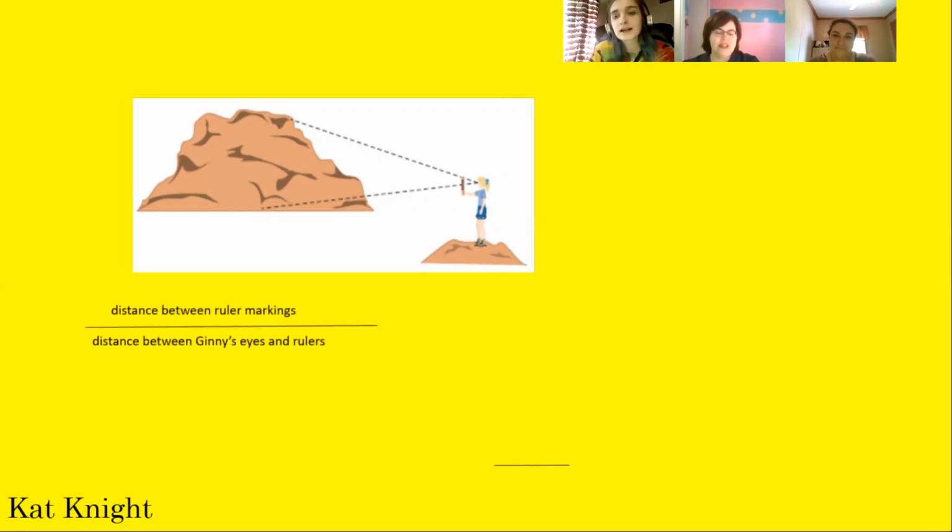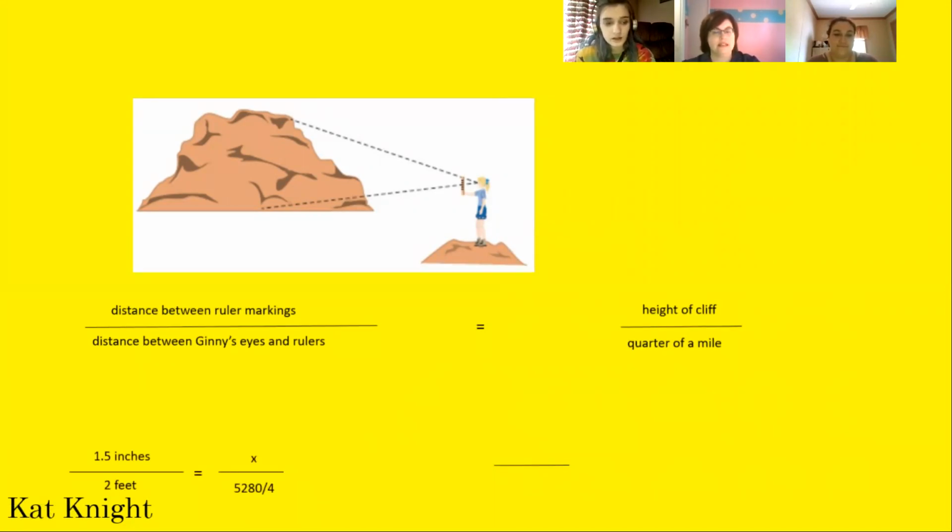We're going to use it to solve this ratio. So we're going to set up a ratio. We put the distance between ruler markings on top, which is the 1.5 inches, over the distance between Jenny's eyes and the ruler, which is 2 feet. We're going to put that with the height of the cliff, which is what she's looking for, over the 1/4 mile. So now let's plug in our numbers: 1.5 inches over 2 feet equals x over 5,280 divided by 4. The divided by 4 is because it's a 1/4 mile. And the x is what we're looking for.